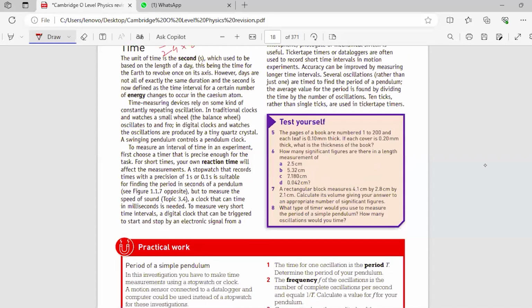After that, they come to test yourself like this. How many significant figures are there? There are 2, 3, and this 0 is not zero, it is non-zero. Or you can write it as 7.18 × 10^0, so there are 3 significant figures. If you write that one, it comes to be 4.2 × 10^-2. There are 2 significant figures.